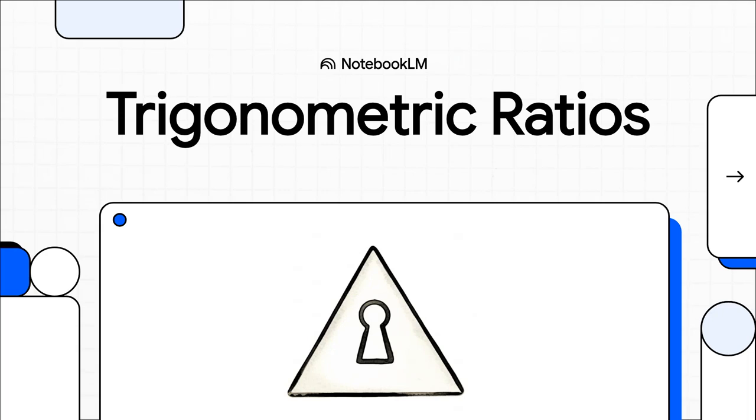Hey there and welcome. Today we're going to crack open the world of triangles and find a secret code that's hidden inside every single one. It's called trigonometry. And trust me, by the time we're done, you are never going to look at a simple triangle the same way again.